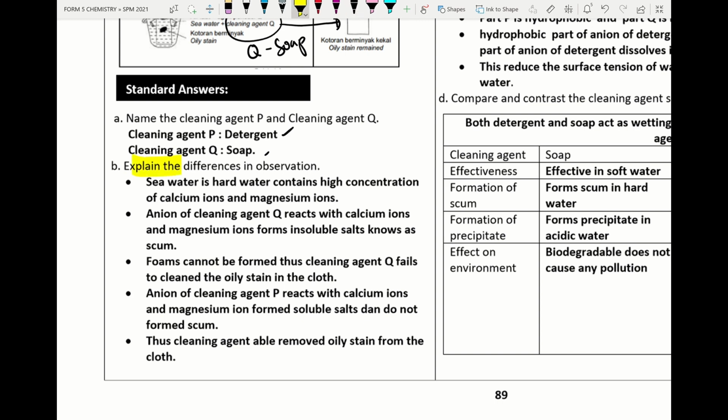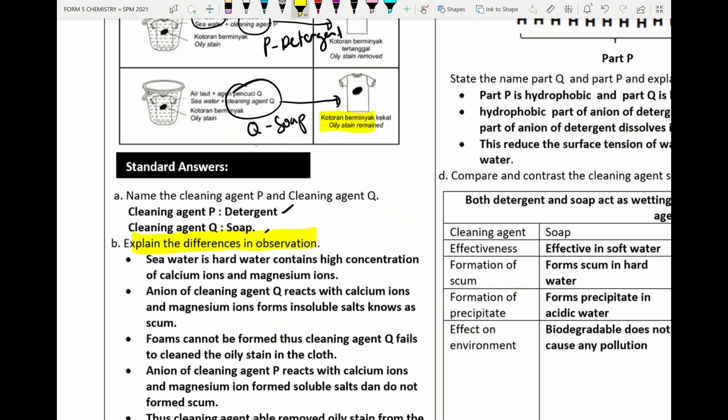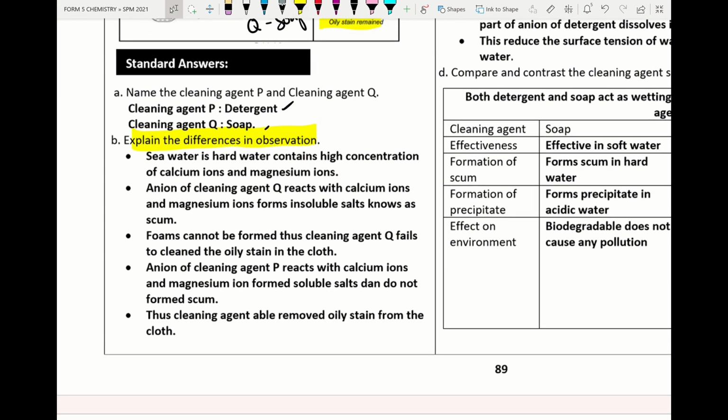To explain the differences in observation, your observation is already stated, so we no need to explain the observation. Straight away go to the point. Sea water is hard water. It contains high concentration of calcium ion and magnesium ion. Please put the anion of cleaning agent Q. Cleaning agent Q, please remember, is soap.